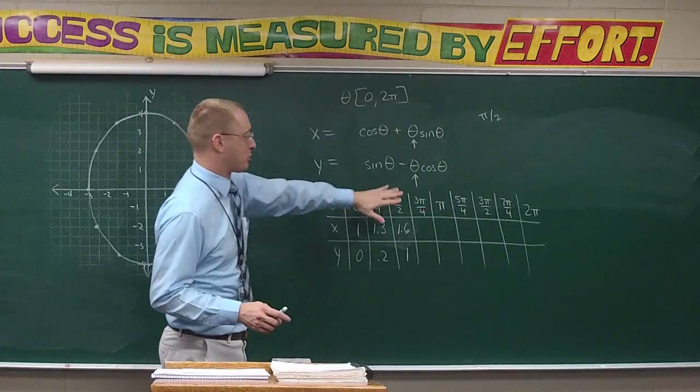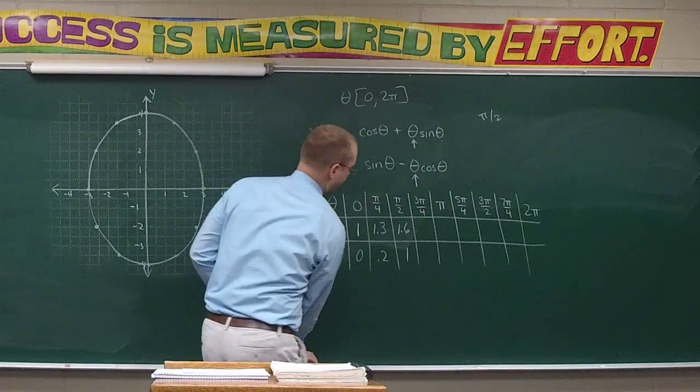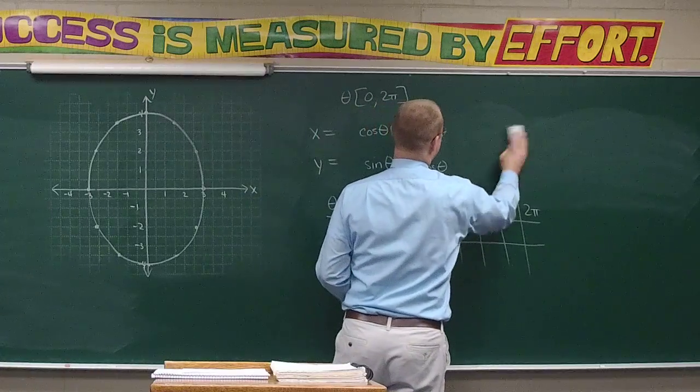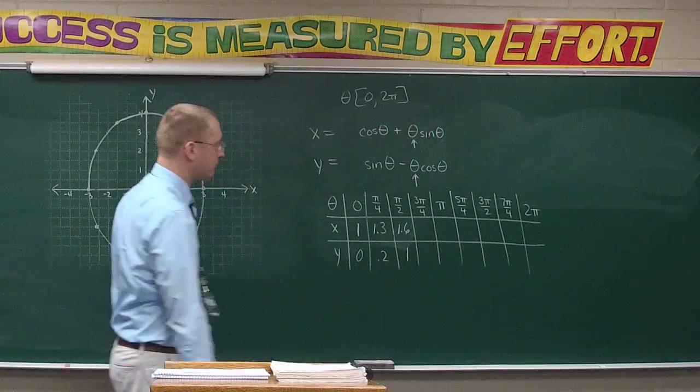All right, now do the same thing with 3 pi over 4. Put it in the memory, and we'll divide and conquer again. So figure the 3 pi over 4, put it in the memory.